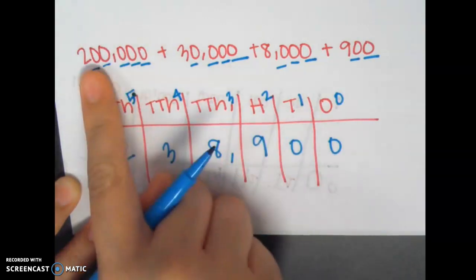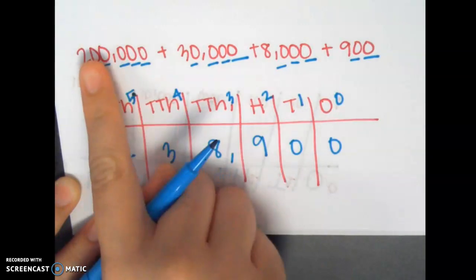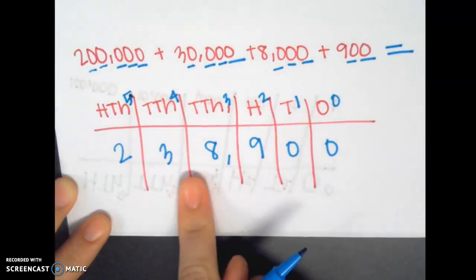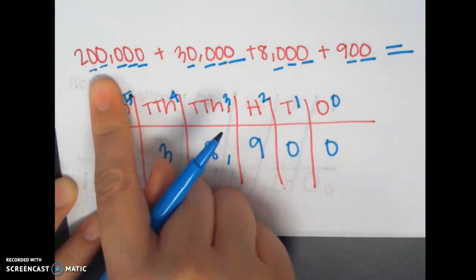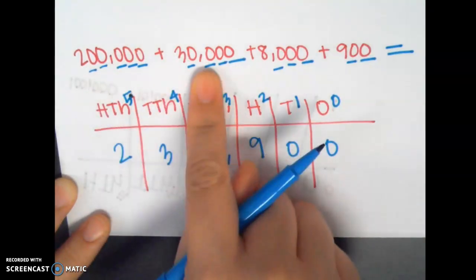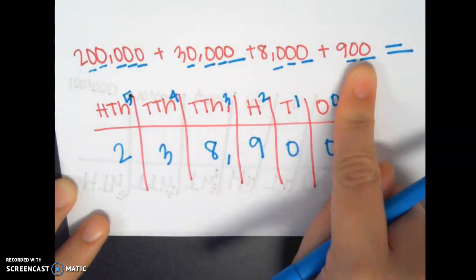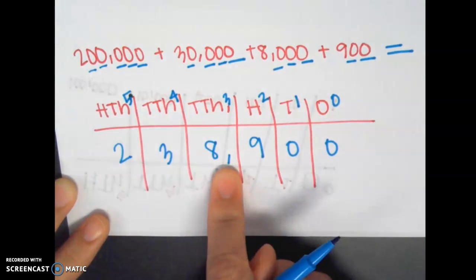238,900. This is the sum of. The sum, so if I added all of these numbers together, it would equal this number. If I added all of these numbers together, 200,000 plus 30,000 plus 8,000 plus 900, that is going to be the sum of 238,900.